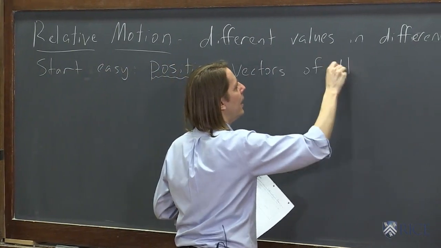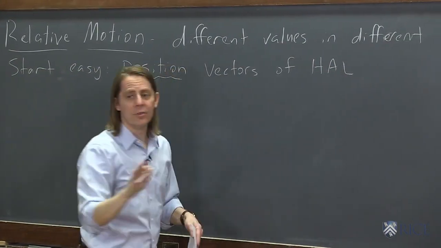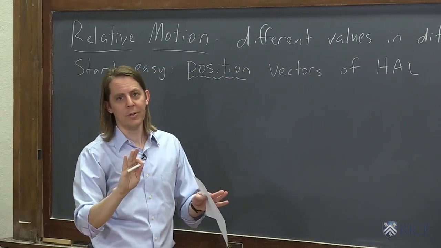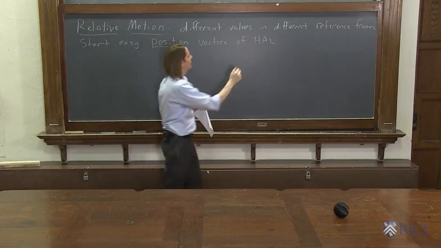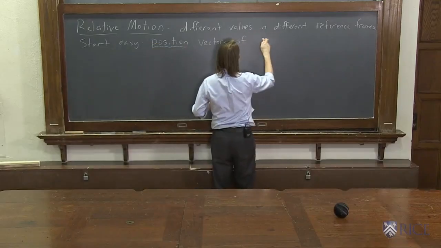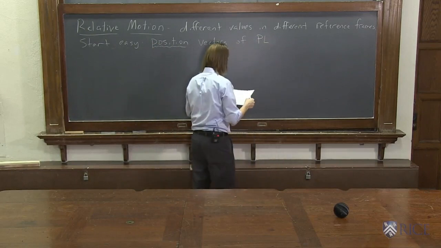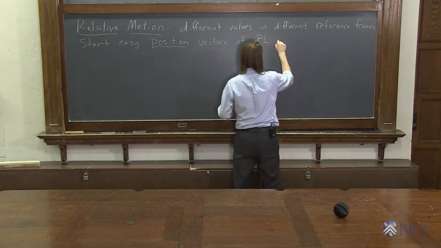of Hal. Oh, actually, no, Hal's not here. Hal and Al are in couples therapy. Don't ask. Trust me. I have one of the plastics here. The position vector of the plastics, PL, in two frames.